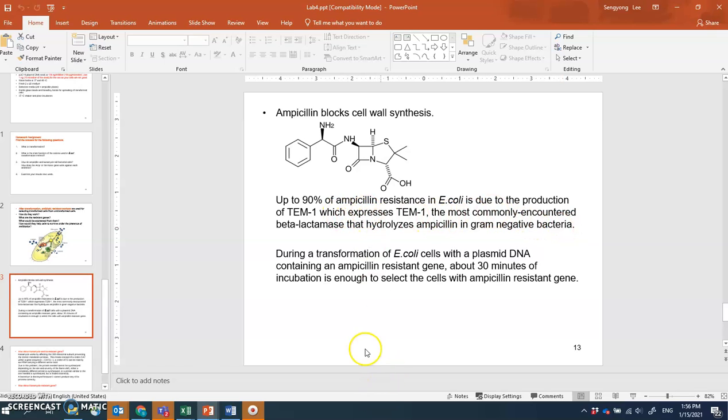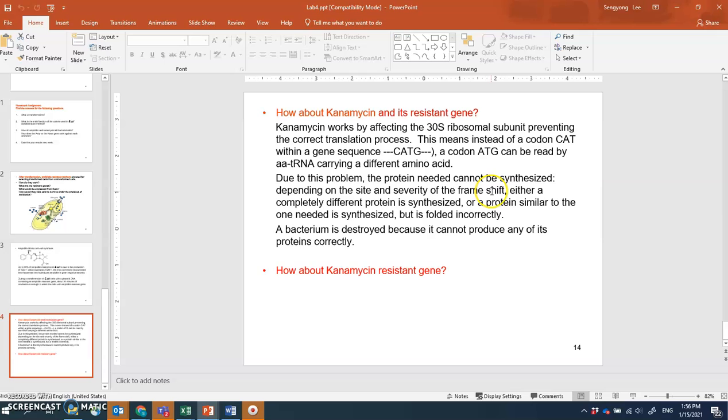Okay. So during transformation, for E. coli cells with a plasmid DNA containing the ampicillin resistance gene, about 30 minutes of incubation is enough to select the cells with ampicillin resistance. So this TEM1 is made enough during the 30 minutes time, so then it can remove ampicillin. That's what it does. How about kanamycin, another antibiotic?